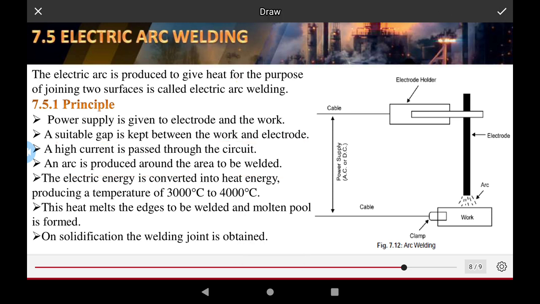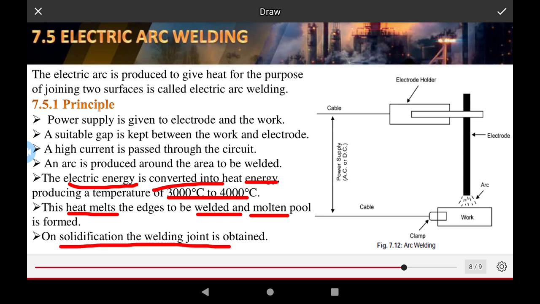The area around the weld. The electric energy is converted into high heat energy, producing a temperature of 3000 degrees Celsius to 4000 degrees Celsius. This heat melts the work and the molten pool is formed. On solidification, the welding joint is obtained.